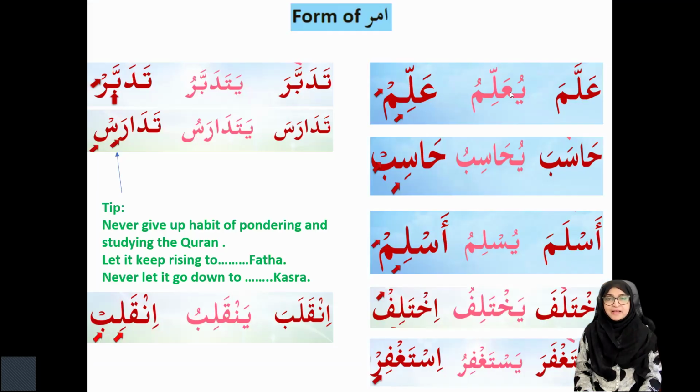Alhamdulillah. Okay, so now we have to do Amar. Before we do Amar, let's practice this. So we did this. Remember, Allama, Allim, Hasaba, Hasib, Aslama, Aslim, Ikhtalafa, Ikhtalif, Istaghfara, Istaghfir, Inqalaba, Inqalib, Tadabbara, Tadabbar, and Tadarasa, Tadaras. Remember these two, Tadabbar and Tadaras. The rest all is Allim, Hasib, Aslim, Ikhtalif, Istaghfir, Inqalib.